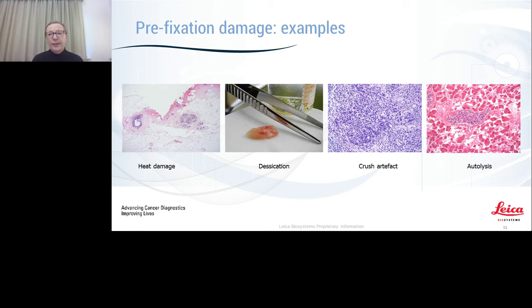So think about some of the prefixation damage, where this could occur. Heat damage, where forceps or cautery happens and the tissue is left burnt, if you like. So the morphology is lost, tissue is shrunken. Desiccation, often tissue does not get fixed in a timely manner. Sometimes you might find that the tissue is actually stuck to the lid of your container. Crush artifact, tissue is treated a bit roughly and it is partially crushed. Autolysis, this can occur if fixation hasn't happened in a timely manner.